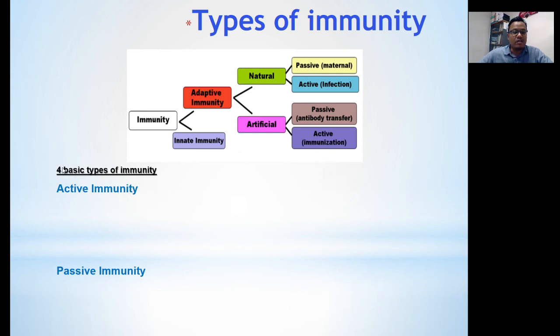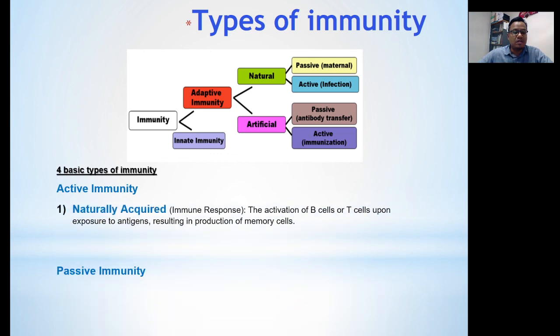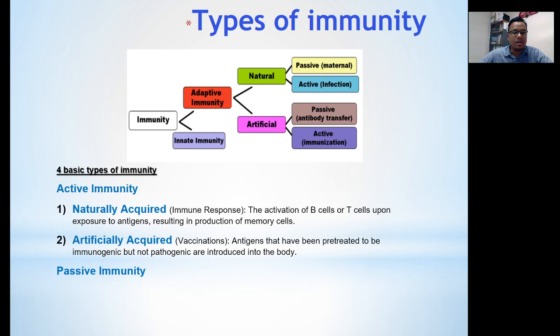So again, we look at the four basic types of immunity. We have active and passive. If we look at the passive and active types, this picture shows natural and artificial. I try to present it in a slightly different way from this picture. Okay, active immunity, if naturally acquired through immune response, is the activation of B cells or T cells upon exposure to antigens, resulting in production of memory cells. This is what we already learned in the adaptive immune response. Or artificially acquired through vaccination.